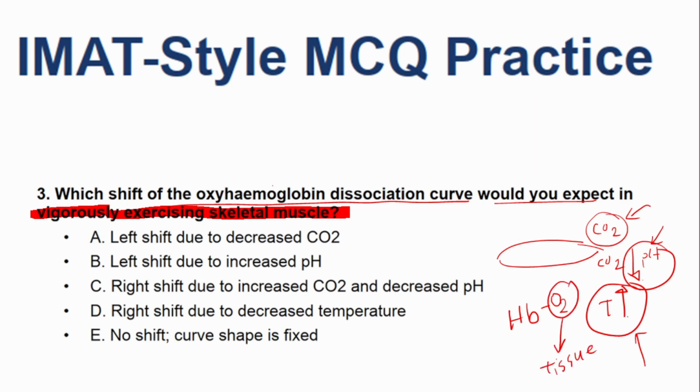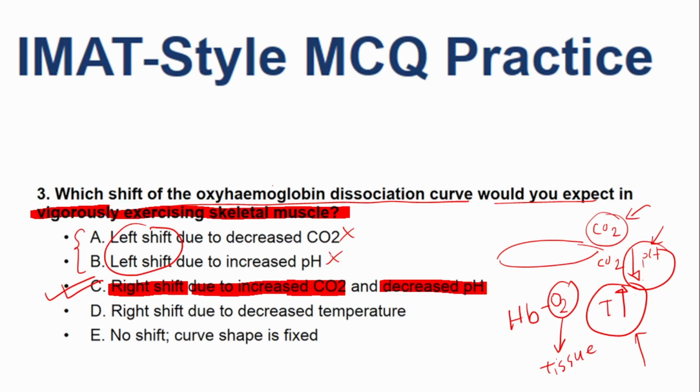Looking back at our choices, option C perfectly matches this physiology. A right shift due to increased carbon dioxide and decreased pH. We can easily rule out options A and B because left shifts mean hemoglobin holds onto oxygen tighter, which would starve a working muscle. Option D mentions right shift, but attributes it to a decrease in temperature when exercise actually increases it. Option E is false because this curve is highly dynamic rather than fixed.